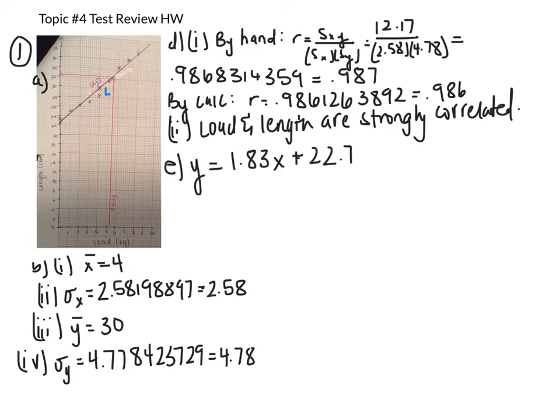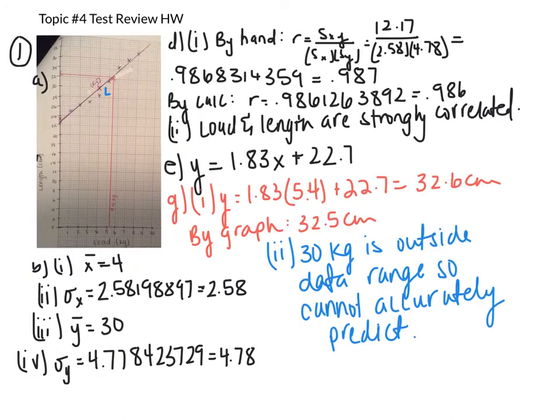Part E asks you to find the linear regression, so using your calculator you get y equals 1.83x plus 22.7, and then Part F asks you to graph it. Make sure when you graph it on your scatter plot you go through the y-intercept and you also go through the mean point. Whenever you graph a linear regression on your graph, it always has to go through that mean point. Part G, you would plug 5.4 in for x.